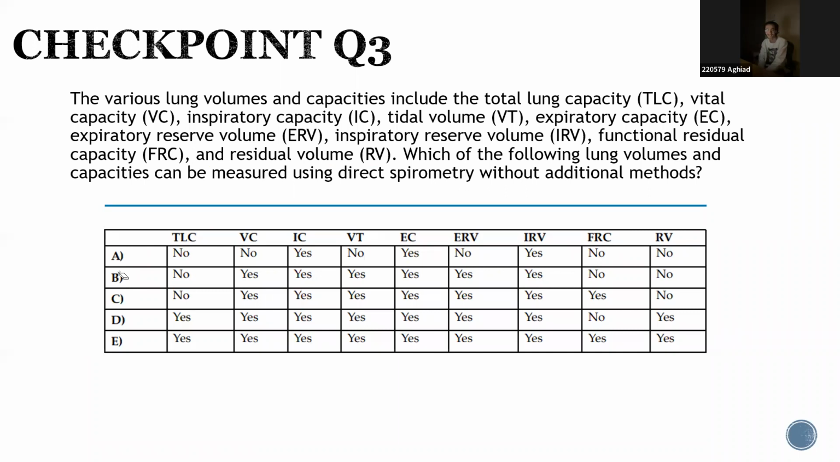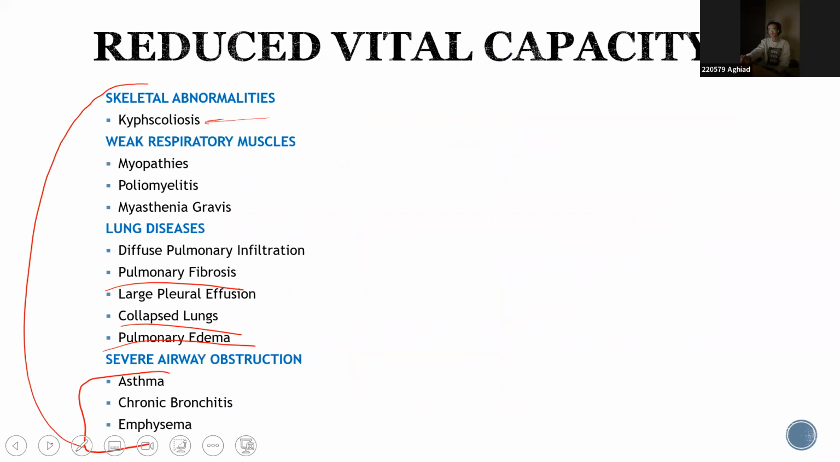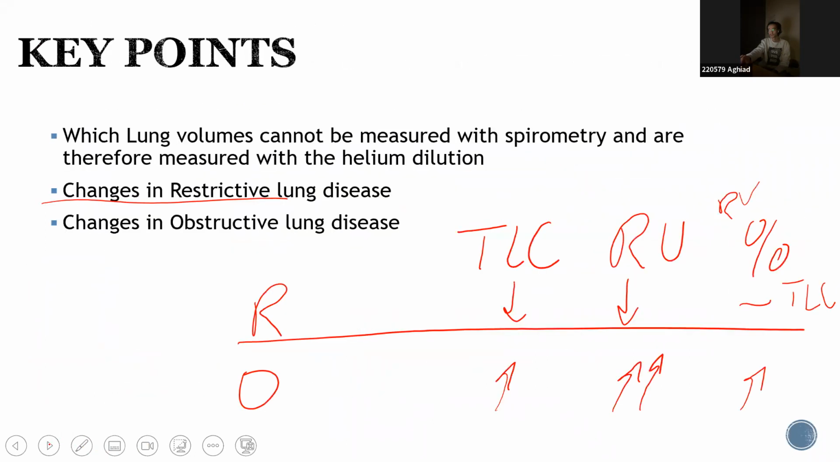Yes, who wrote C? Whoever wrote C, please contact me. Yes, it is B. Correct. Because again, spirometry: you cannot calculate RV unless you can calculate FRC, unless you can calculate total lung capacity. I hope it's clear. And whoever answered it wrong, please don't hesitate to contact me. I hope everybody understands these.